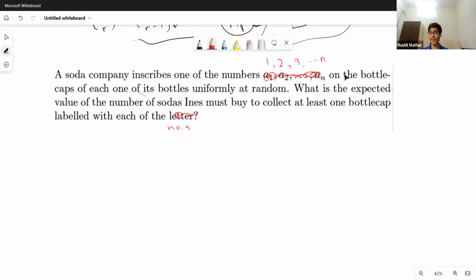Double counting styled argument. Interesting. How would you do that? Looking for each number. Okay, so you're saying, let's say I can find the expected number of steps in which I get bottle 5, and I also have the expected value of the number of steps in which I get any of them for that matter. But how do I get the expected value of the number of steps in which I get all of them?